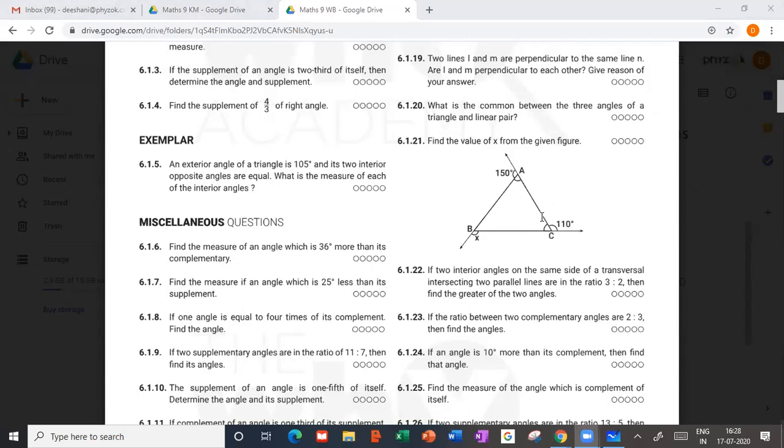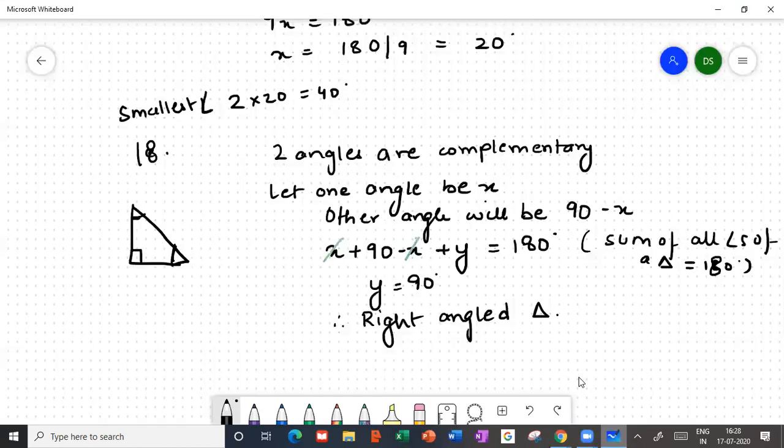ACB will be 70. We know that the exterior angle is equal to the sum of the two opposite interior angles. So 110 is equal to angle A plus angle B. Angle A will be 30, so we get angle B as 80. Then that is a linear pair, so we get x as 100.